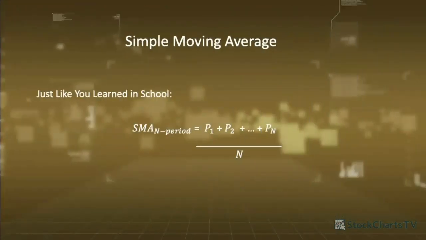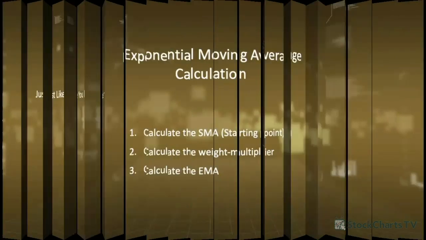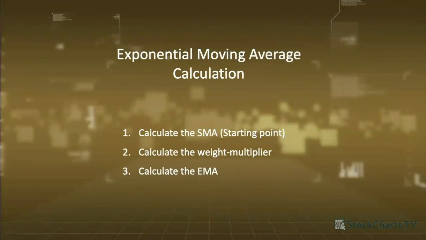The simple moving average, of course, is just what you learned in school. Take all of the members, add them together, and then divide by the number of them. The exponential moving average is a little different because you start with a simple moving average, and then you calculate a multiplier. I'm not going to go through this formula. It is in chart school. And from that weighted multiplier, that's how you would create the EMA. It's typically based on the time frame. Is it a 20-day EMA? Then your weight multiplier is going to have to do with 20 days.